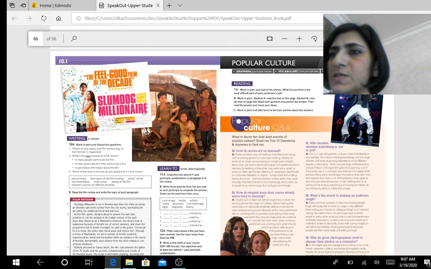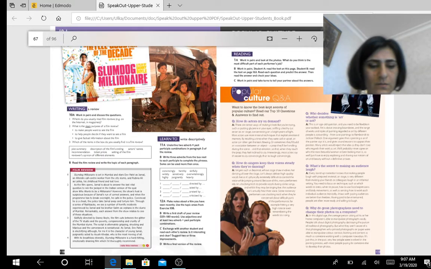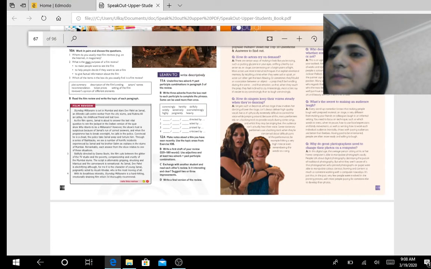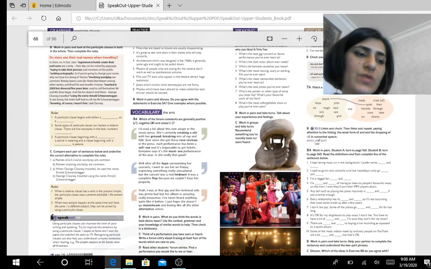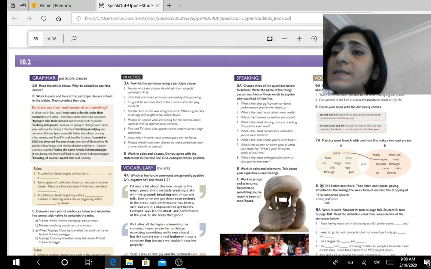Unit 10, here it's page 121, and we need exercises 6 and 7. Here we have a vocabulary of two-part phrases. So we'll study words and phrases that consist of two parts.